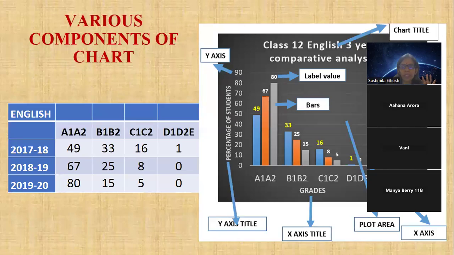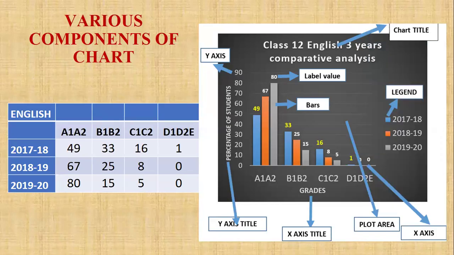Now, when you see a chart, and you have been making charts in your class 10th and other classes also, you've learned that we have a chart title, we have the x-axis and y-axis values, then we have the legends describing the colors. So the term used is legend. Then we have the x-axis title and the y-axis title. Here, grades is the x-axis title, and the y-axis title is the percentage of students.